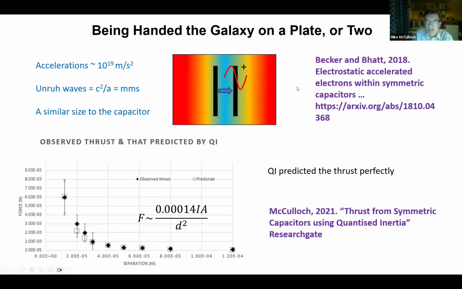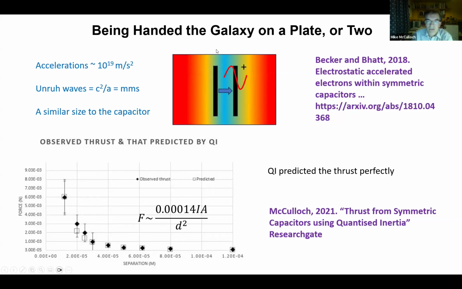And then two engineers from California, Becker and Batt, 2018, suggested to me that a better way to do a similar thing would be to use capacitors. So this central picture shows a capacitor, two plates, and electrons pass from the cathode to the anode at an incredibly high acceleration, about 10 to the 19 or so meters per second squared. So they produce Unruh waves that are very short, about the size of the cavity, and this means that Unruh waves are damped between the plates.